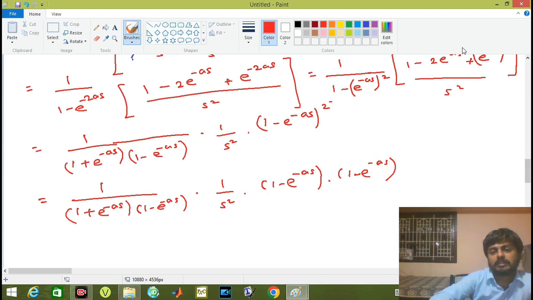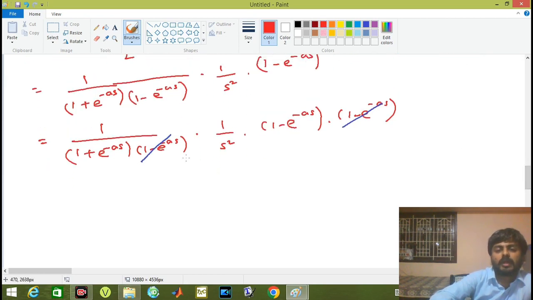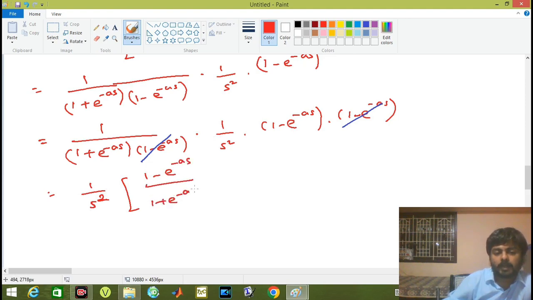So these two things will get cancelled. The common terms in the numerator and the denominator will get cancelled. So you will have the following terms, that is, 1 by s square into 1 minus e power minus as divided by 1 plus e power minus as.